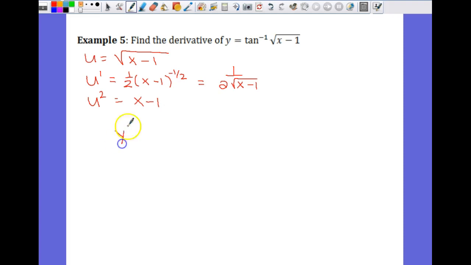So y prime, or dy dx, will equal u prime, which is 1 over 2 square root of x minus 1, all over u squared, which is x minus 1, plus 1.